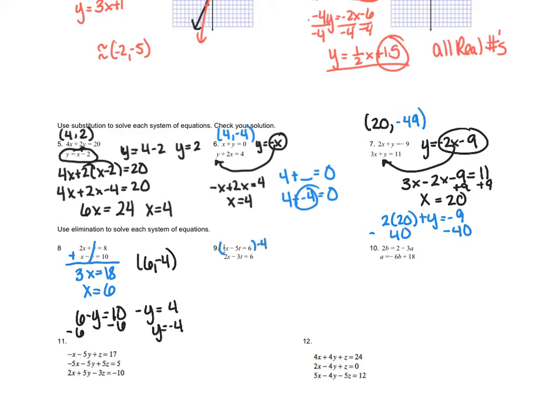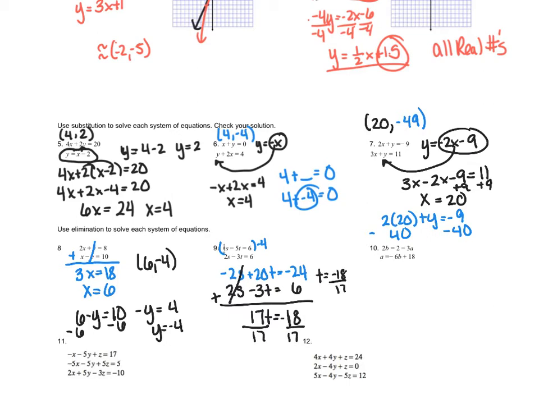So when I do that, it's going to be negative 2s plus 20t equals negative 24. I'm going to line up the bottom one, 2s minus 3t equals 6. So we add these together. Our s's cancel. I get 17t equals negative 18. So we divide by 17. So t equals negative 18 over 17.